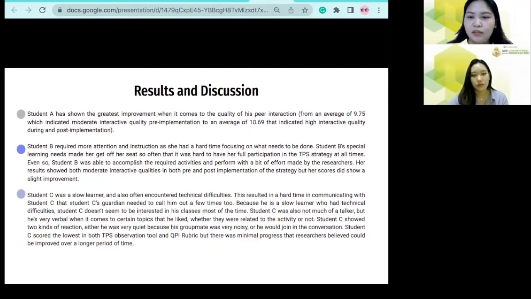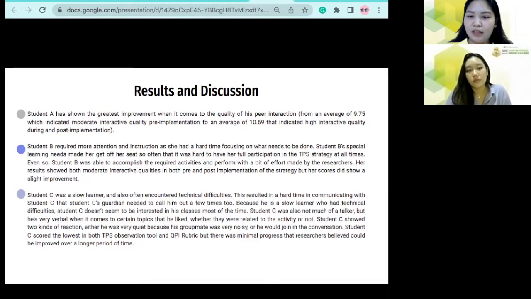Student A has shown the greatest improvement when it comes to the quality of his peer interaction, from an average of 9.75, which indicated moderate interactive quality pre-implementation, to an average of 10.69 that indicated high interactive quality during and post-implementation. He also understood the instructions and activities very well and enjoyed the Zoom breakout room sessions because he was able to socialize with other students. He was the easiest to get attention from among the 3 cases.